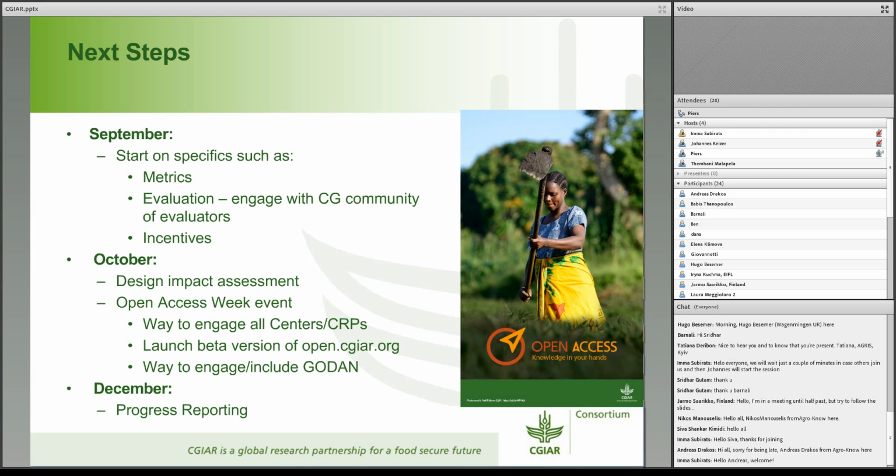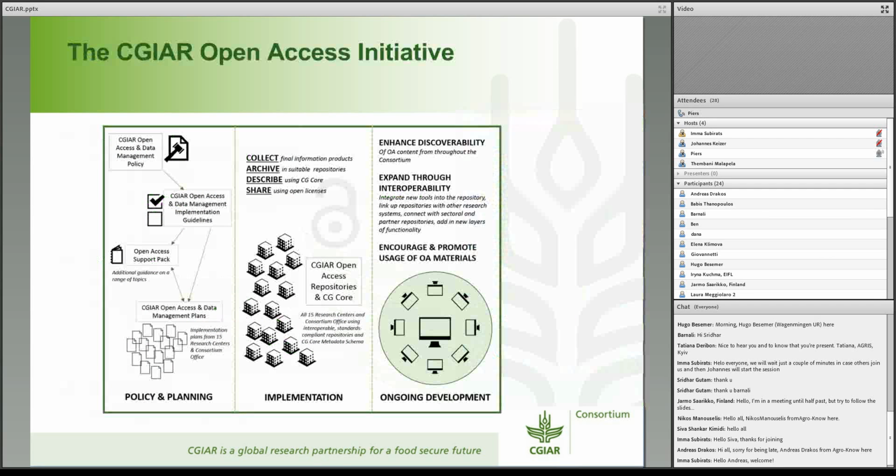This is something that we may use. We'll modify it a bit internally as part of our advocacy campaign, but just to show how the pieces fit together, starting with the policy, then going to the guidelines and the support pack, to the development of those implementation plans from the centers. And then the goal being these different repositories, but being able to pull them together to collect, archive, describe, and share data, information, and knowledge. And then through that, once we've actually got that working, overall enhance the discoverability and interoperability through the metadata.